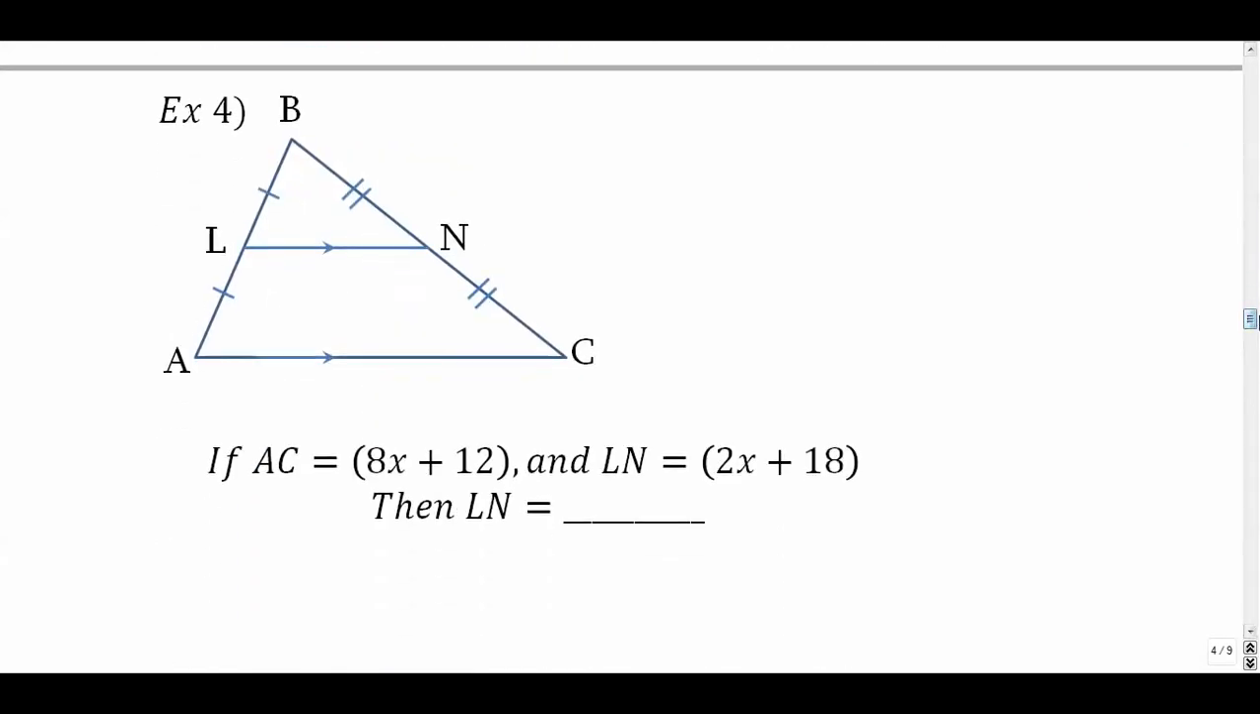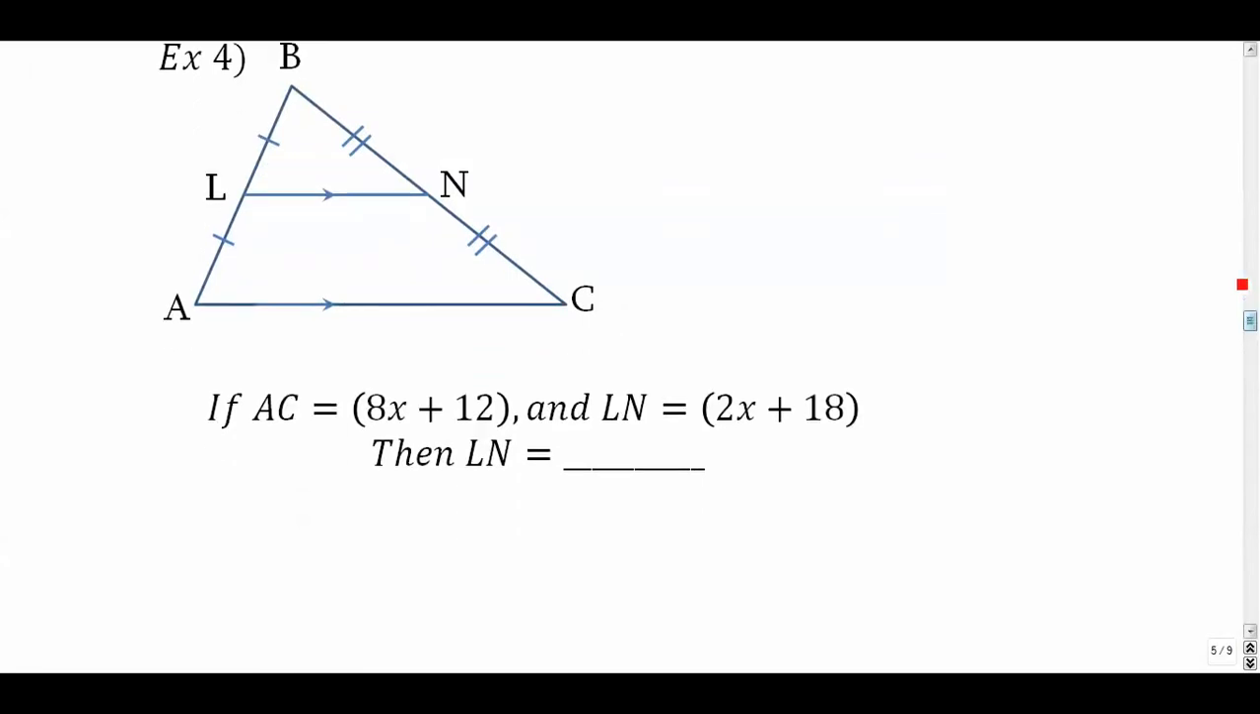Number 4. We're going to put 8x plus 12 down here, and we're going to put 2x plus 18 up here.